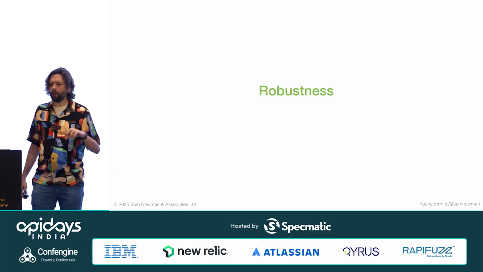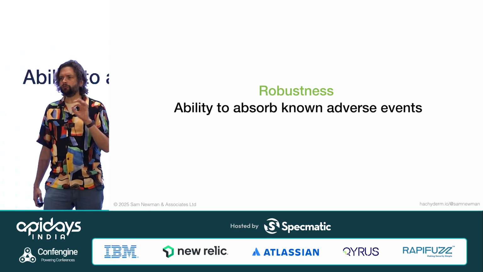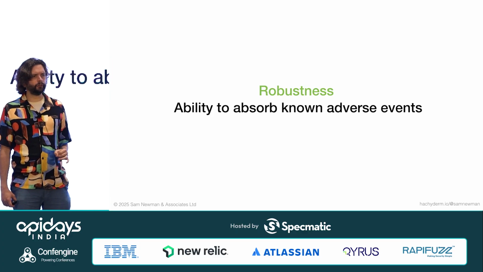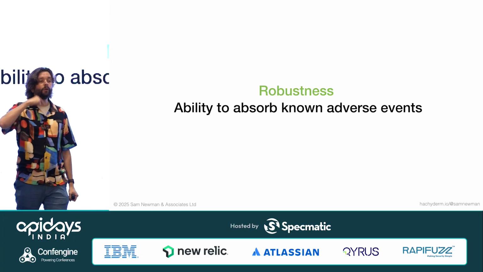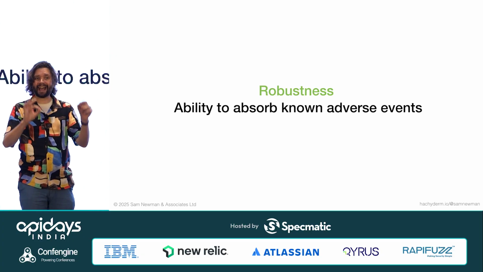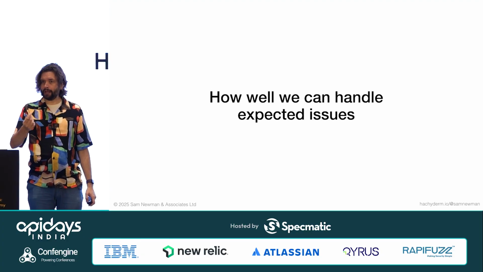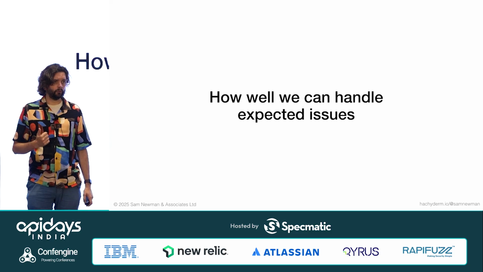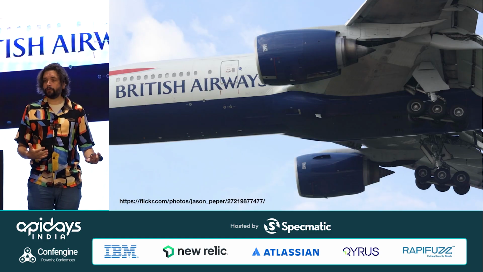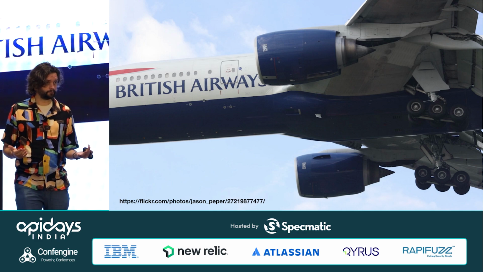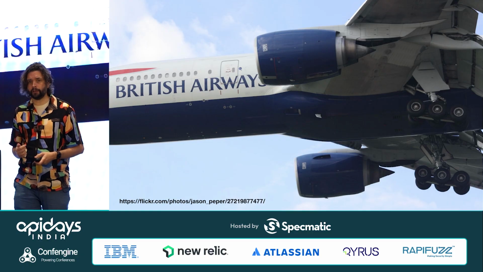So what is robustness? Robustness is our system's ability to handle known adverse events. We have an understanding about the things that can go wrong, and we build our system in such a way to handle those known issues. So this is how well we can handle the expected. Coming back to the airplane example, we have two engines because we recognize there are circumstances in which one engine might fail, a bird strike being a great example. So we have more than one engine so that we can still land safely.